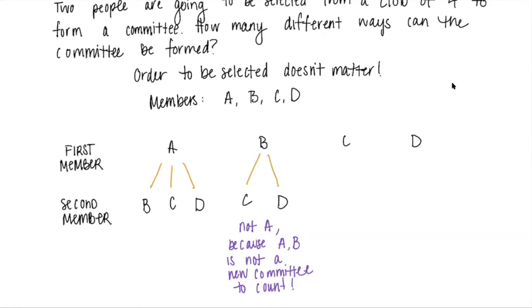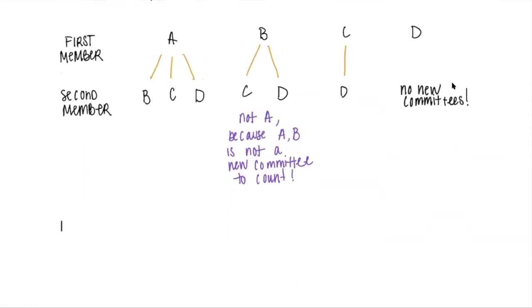Likewise, now if I go on to C being selected, I can't pair C with A or B because we already have those situations. So I only have one possibility, C and D get paired together. Now when I move on to D, it's already been paired with the 3 members. So I really get no new committees here. So in total, we have 1, 2, 3, 4, 5, 6 ways to form this committee. So in total, there are 6 possible committees.